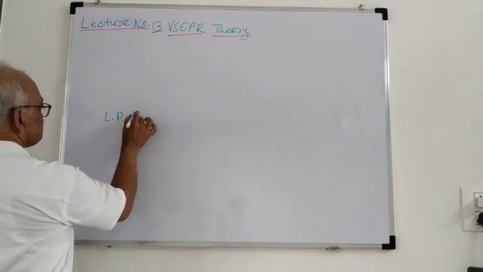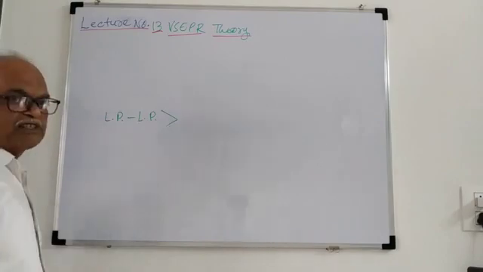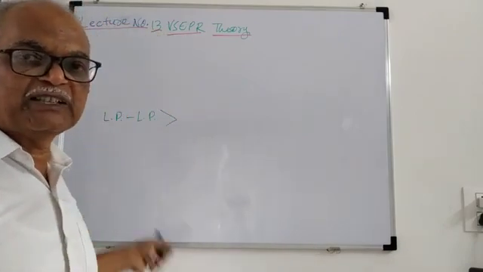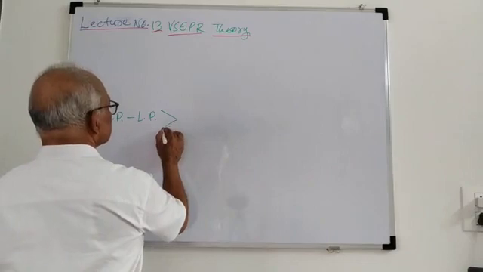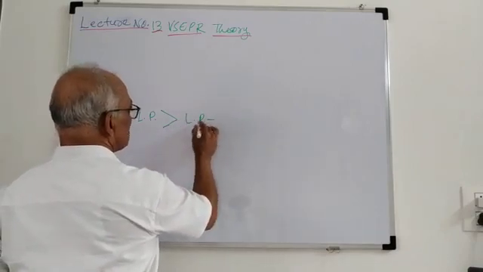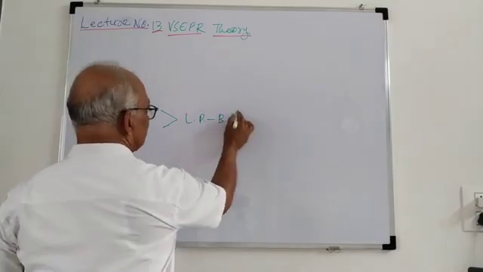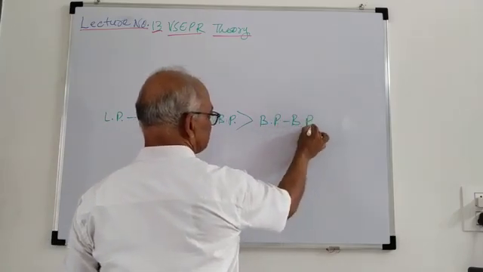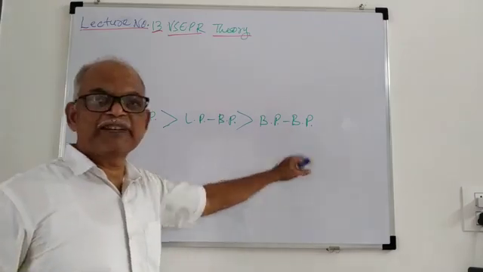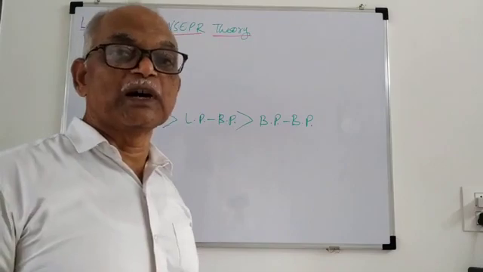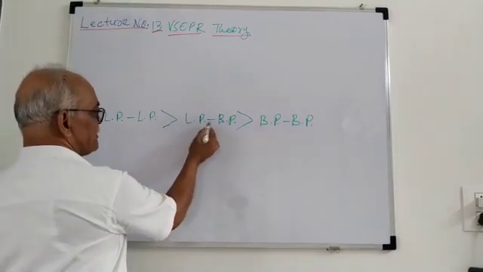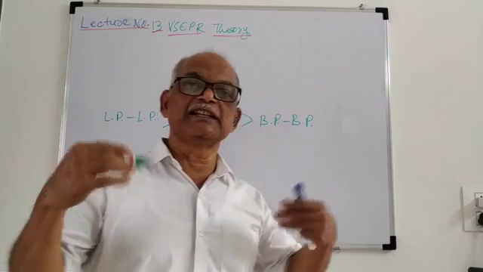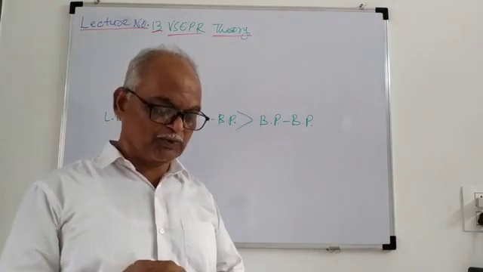The repulsion between two lone pairs is maximum. Then the repulsive forces between one lone pair and one bond pair are greater than the repulsive forces between two bond pairs. So repulsive forces between two bond pairs are much lower, whereas the repulsive forces between one lone pair and one bond pair are more, and the repulsive forces between two lone pairs are still more. So this is the order of repulsive forces.